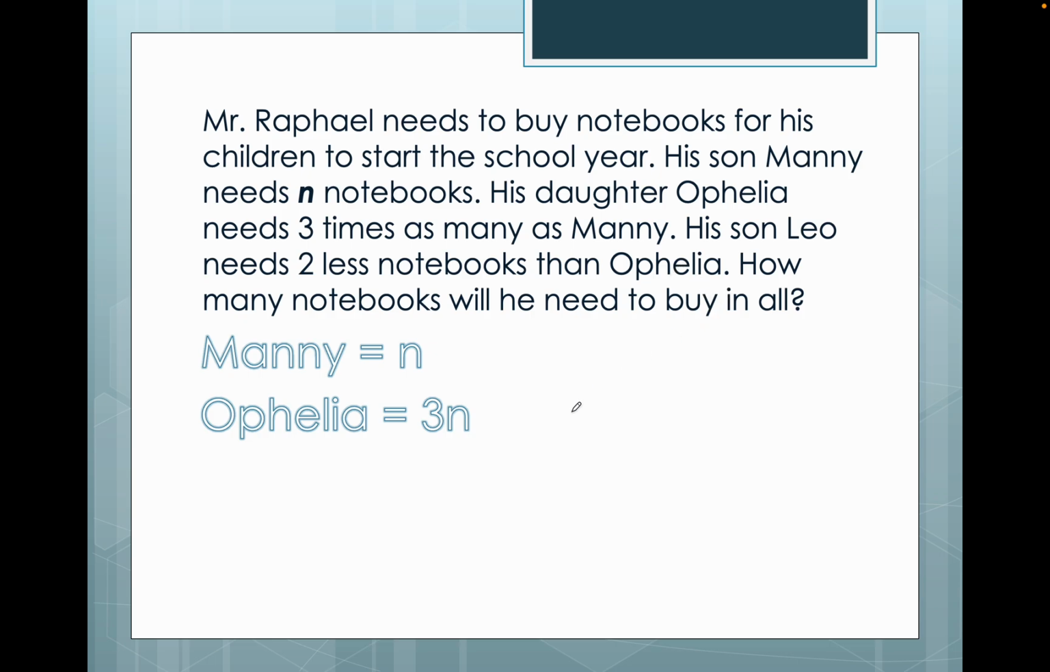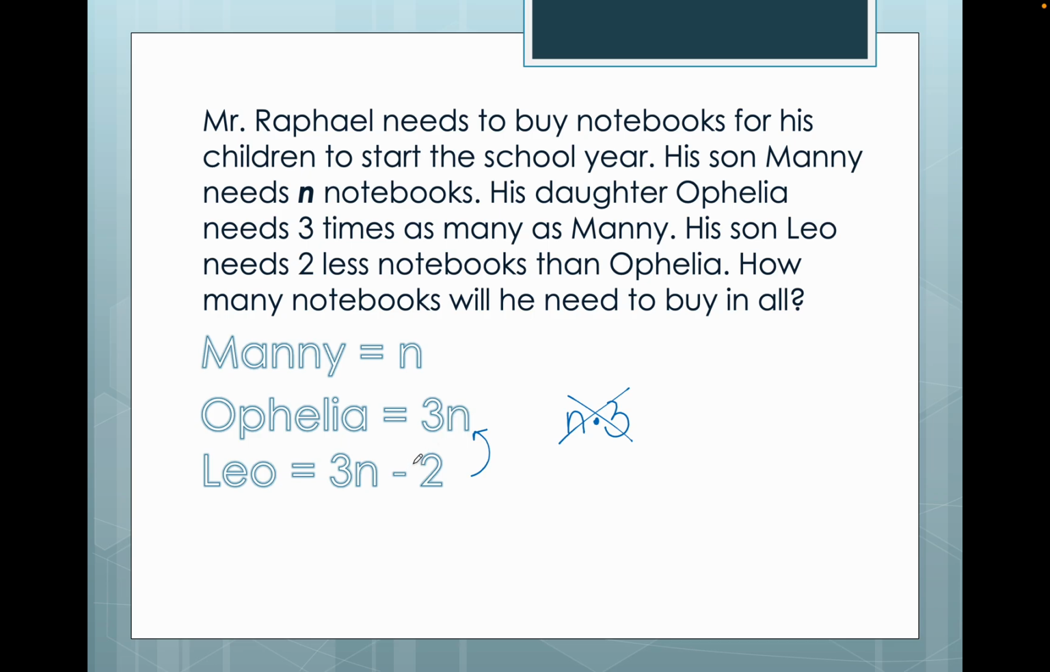We do not want to write this as N times 3. While it is mathematically correct, it will be difficult to write in an expression and correctly simplify. So we write it as 3n. This means 3 times n, and we want to write the number in front of the variable with no symbols in between. Then Leo is 2 less than Ophelia, so that's Ophelia's minus 2.